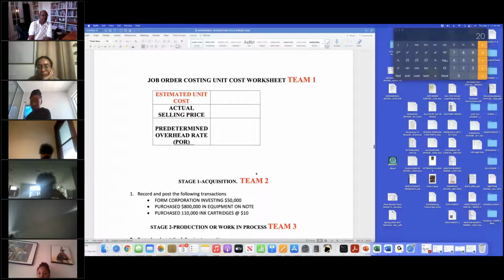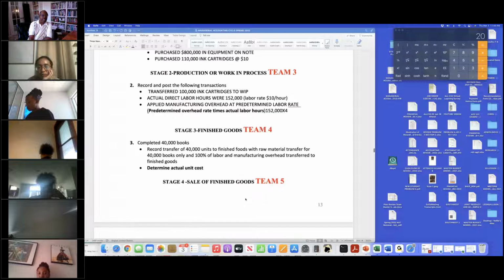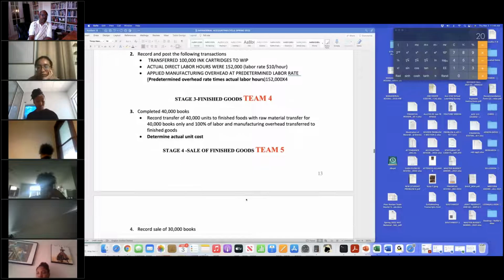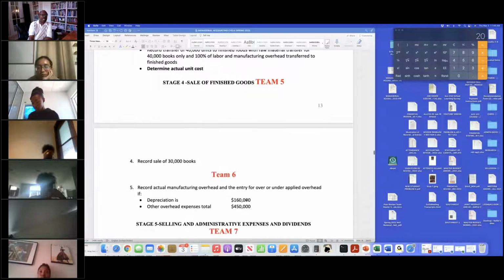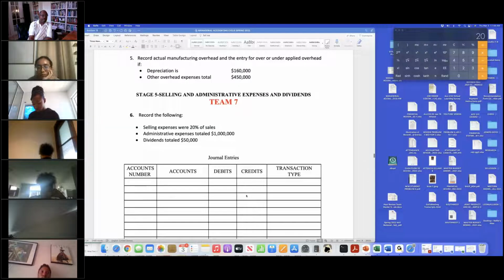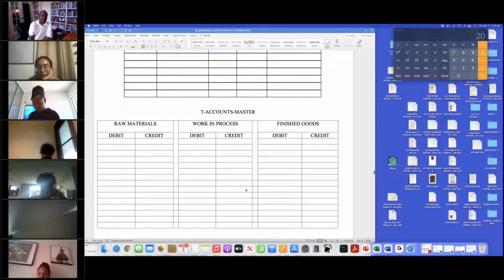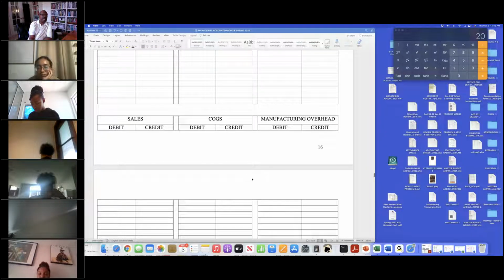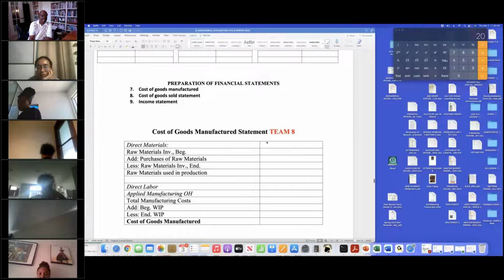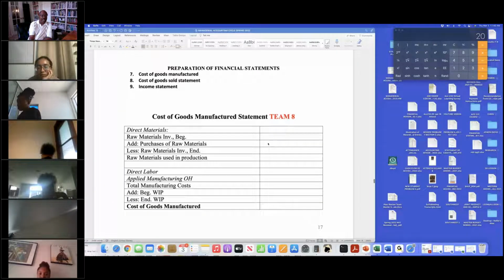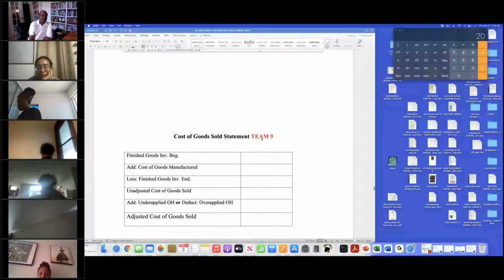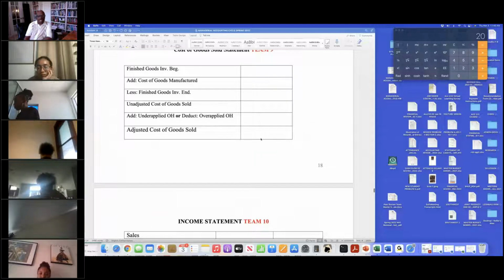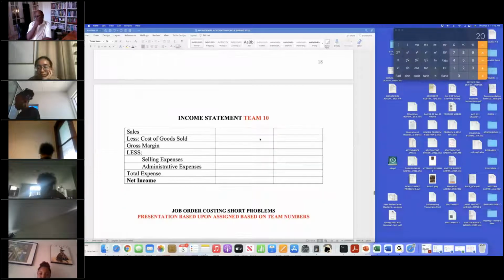So I break up the journal entries by stages. Team six, team seven. And you start to make those journal entries, post them to the ledger and prepare a trial balance. Here comes team eight with cost of goods manufactured. Team nine with cost of goods sold. And team 10 with just the income statement.